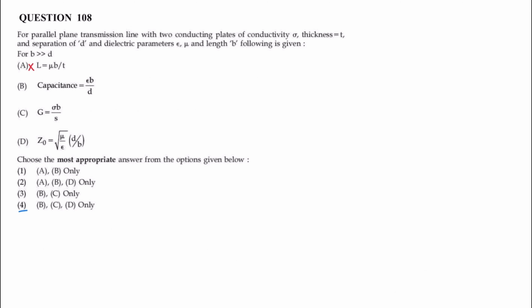Here it is B by D that is given, so it is wrong. Statement A is incorrect. Statement B is correct. Statement C, conductance, is correct, and statement D is also correct. Correct answer is option 4.